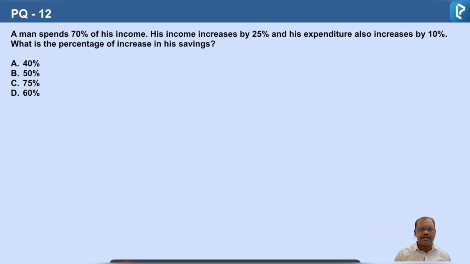Question number 12. A man spends 70% of his income. His income increases by 25% and his expenditure also increases by 10%. What is the percentage of increase in his savings? A person will have income and he will spend some money out of the income, that is expenditure. After spending, he will remain with some money, that is savings.